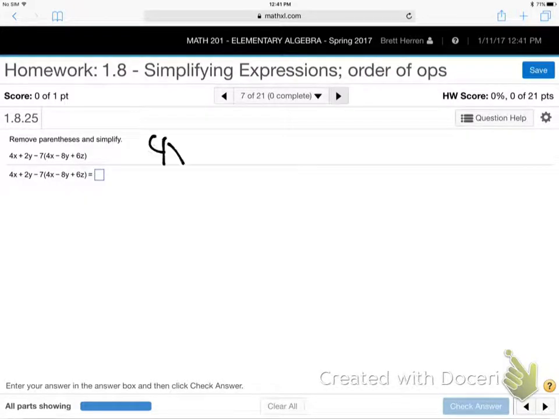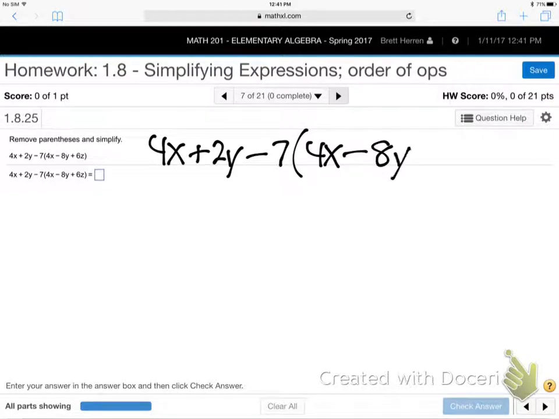Okay, so 4x plus 2y minus 7, and we have 4x in the parentheses, 4x minus 8y plus 6z. All right, give it a go. You know that minus 7 is going to distribute through the parentheses, huh? Use your calculator if you need to. Let's get some of those multiplications. And that is, by the way, a minus 7. Don't just multiply regular 7 through there.